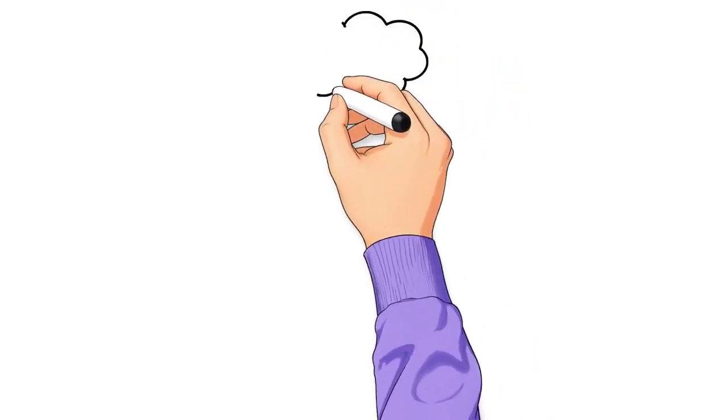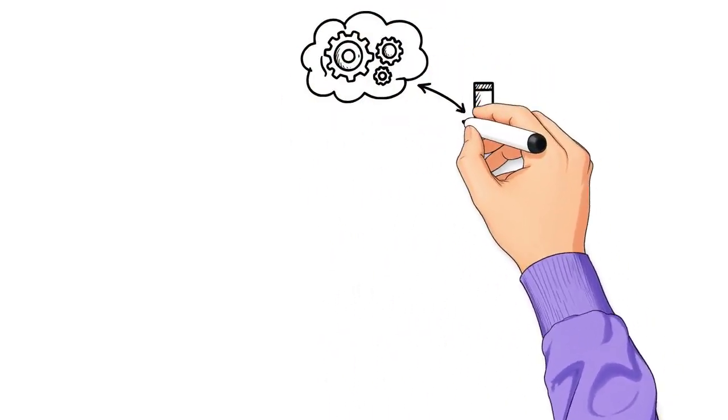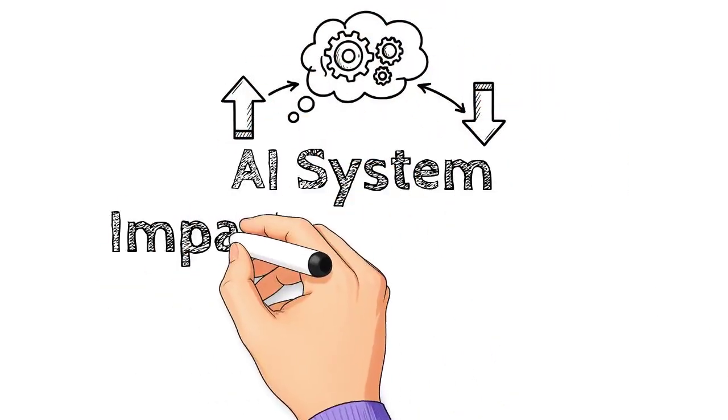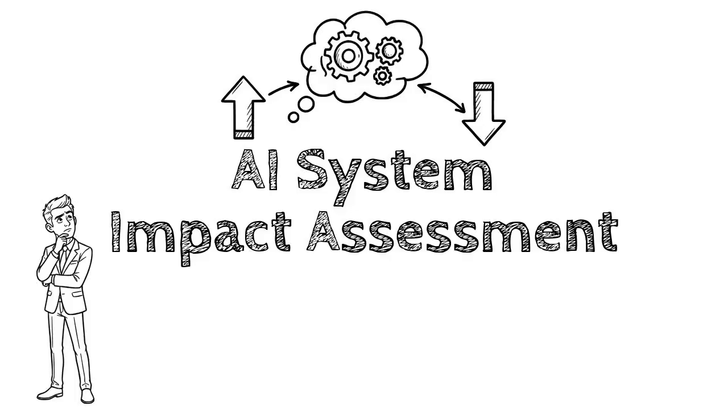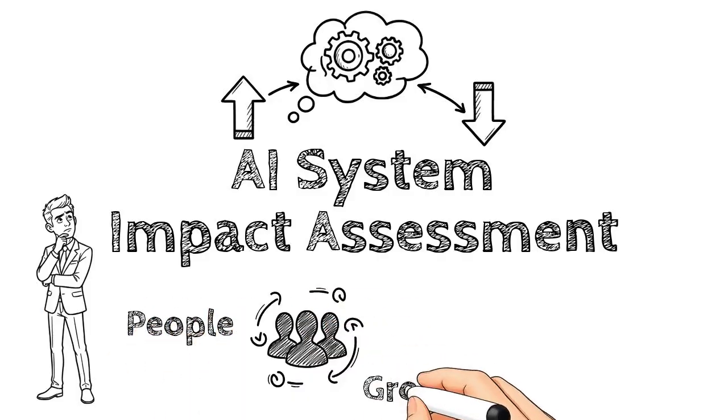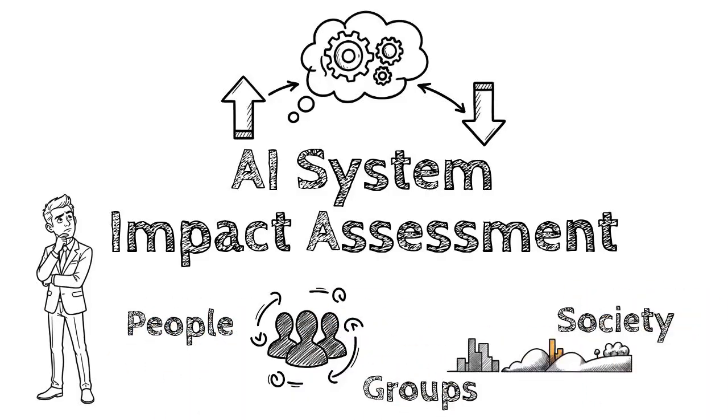Now, a huge piece of that planning phase is something called the AI System Impact Assessment. And this is absolutely critical. We're not just talking about business risk here. The standard demands a formal process to really think through how your AI system could impact individuals, different groups, and even society as a whole before you roll it out.